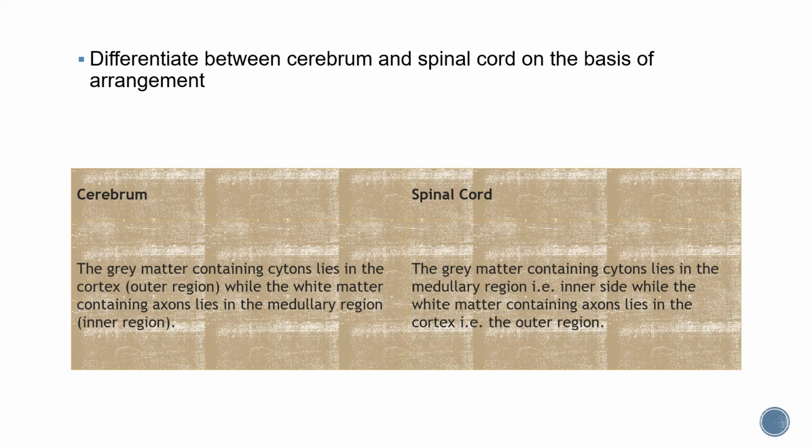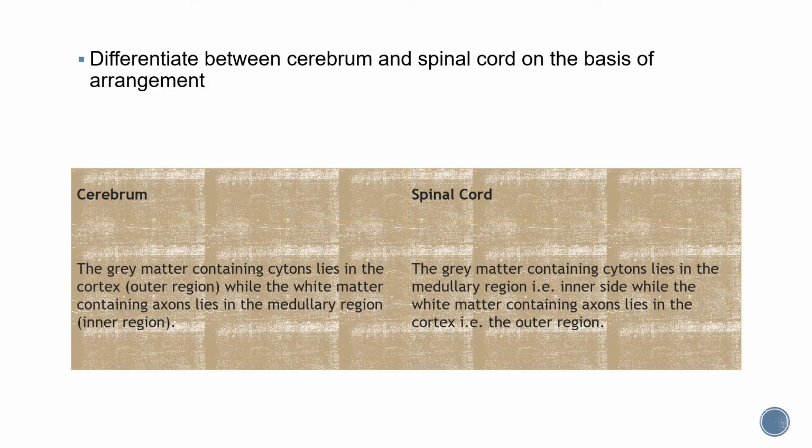Now here, this type of question we have discussed earlier only. The question was different but the answer will be the same. There we discussed how the cytons and axons are positioned or placed in the cerebrum or the brain and the spinal cord. So the answer is also the same here. Here also they have told you to differentiate between the cerebrum and the spinal cord on the basis of arrangement of the axons and the cyton.